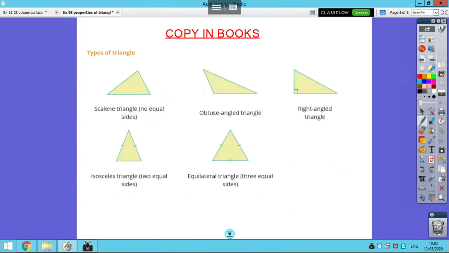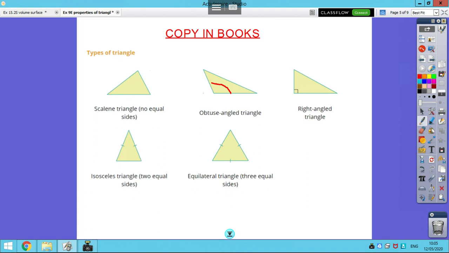Now let's have a look at some things you'll have seen before. So you've got a scalene triangle, an obtuse angle triangle, a right angle triangle, an isosceles triangle, and an equilateral triangle. Now let's go through each of these. A scalene triangle has no equal sides and no equal angles. An obtuse angle triangle, well this one here, we can see that this is the obtuse angle and the other ones are acute. That has no equal sides and no equal angles as well. So it's basically just like a scalene triangle.